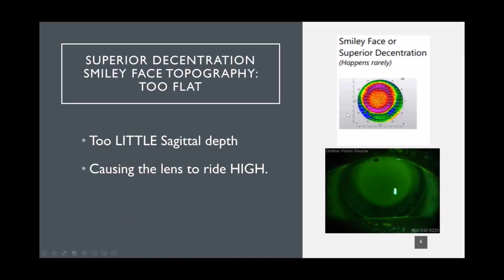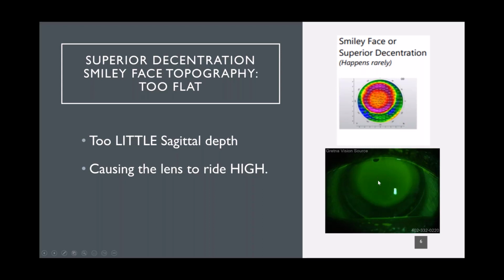So we're going to walk through now some of the pitfalls or problems that you might see with lens fit, whether the lens is decentering upwards or downwards or laterally. In this particular scan right here, it's an example of a superior decentration. So you can see that red ring and that treatment zone, they're positioned a little bit superiorly relative to the overall cornea.